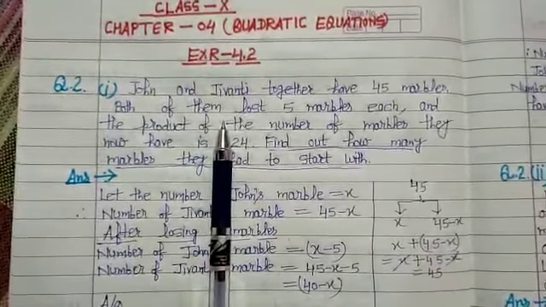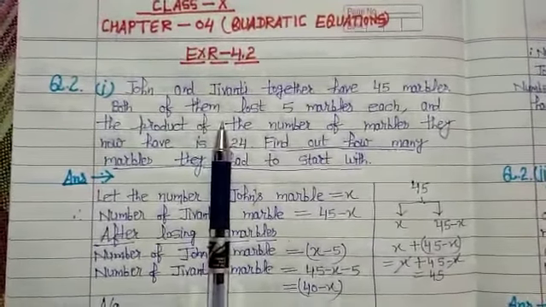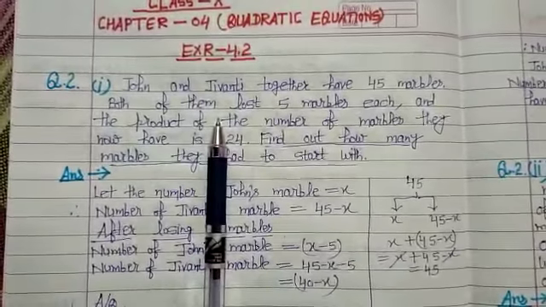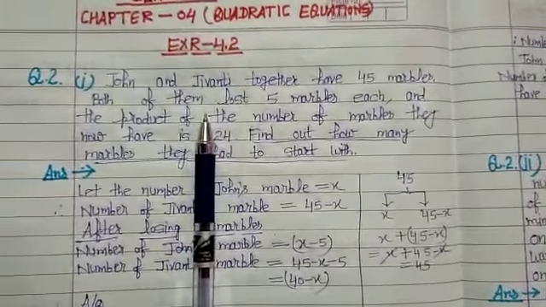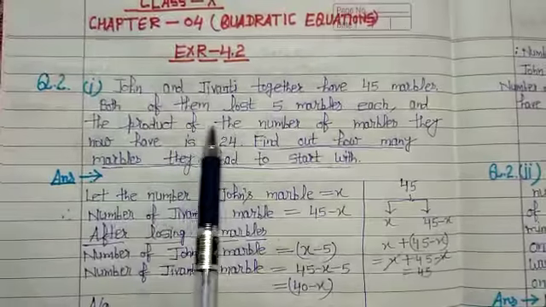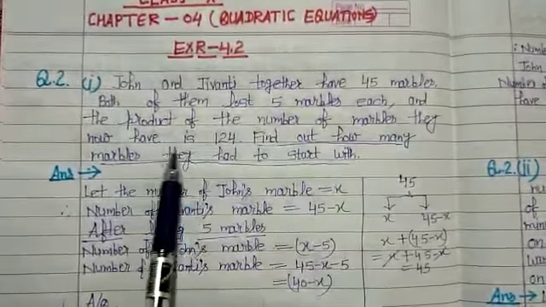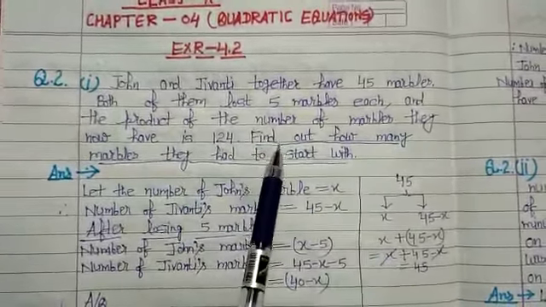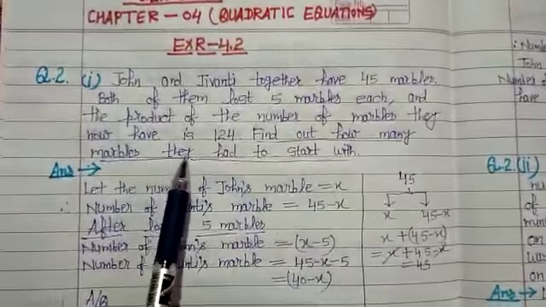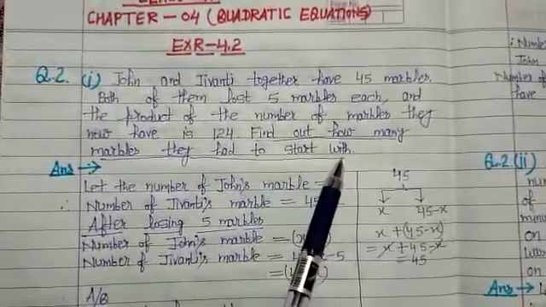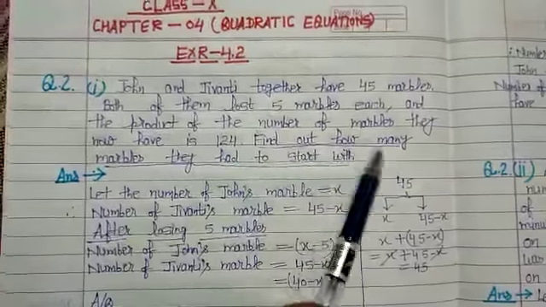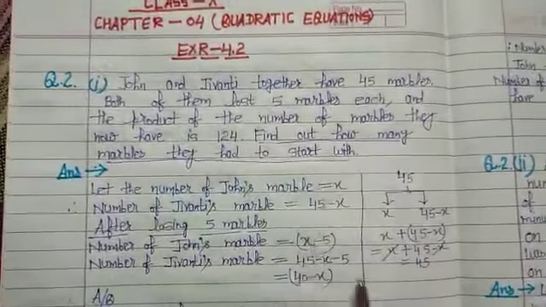So the first part of question number 2 is: John and Jivanti together have 45 marbles. Both of them lost 5 marbles each and the product of the number of marbles they have now is 124. Find out how many marbles they had to start with. It means how many marbles they had in the beginning.